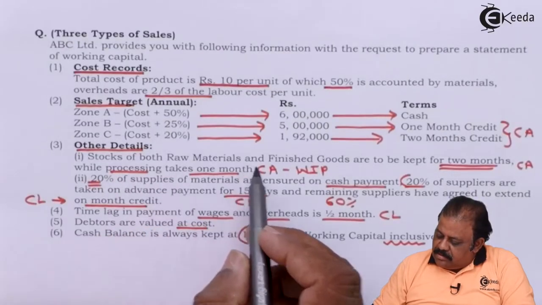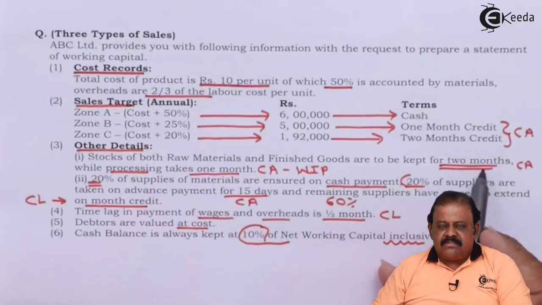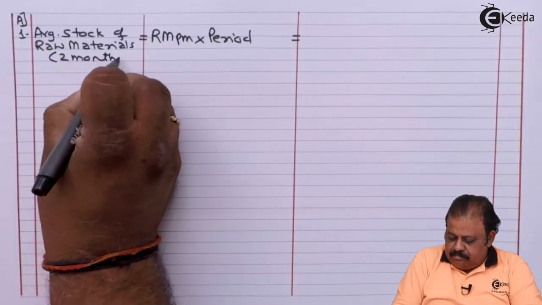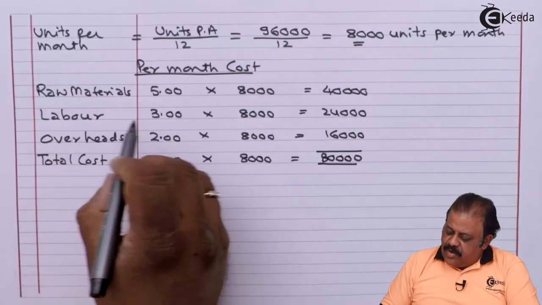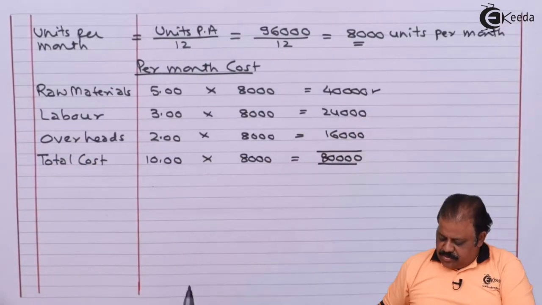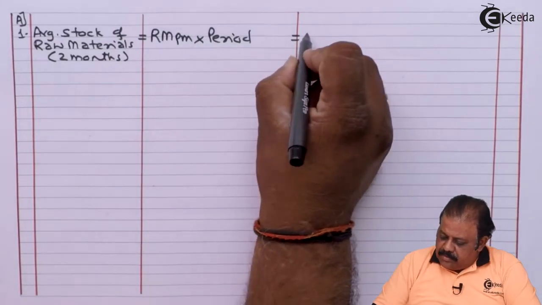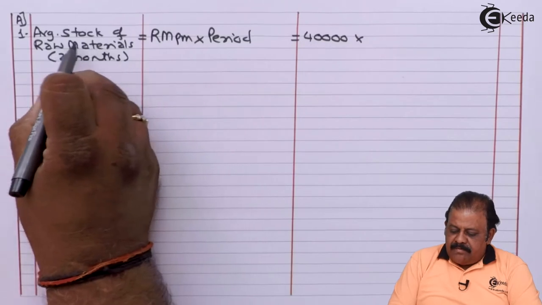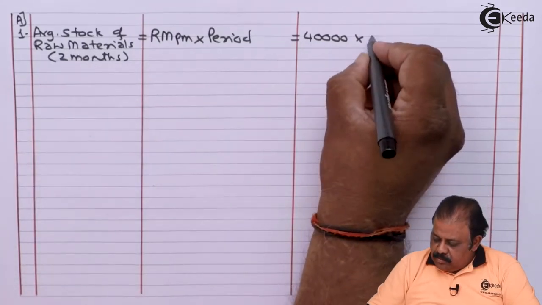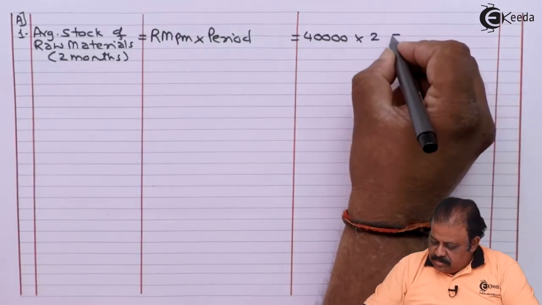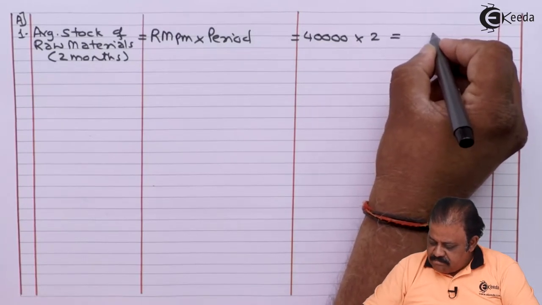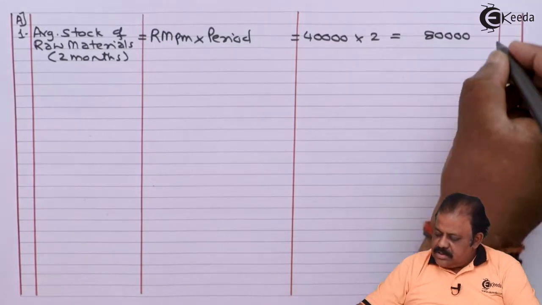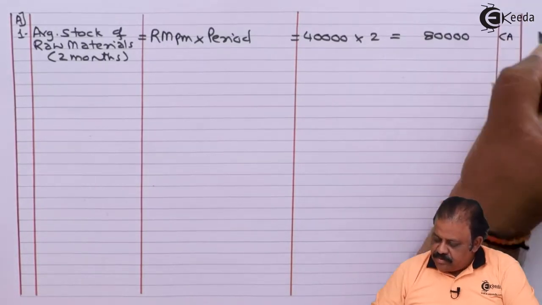Stock of raw materials kept for 2 months. Stock of raw materials we have calculated per month 40,000. Raw material per month 40,000 multiplied by average stock of raw material 2 months. So multiplied by 2. So it will be 80,000. This will be part of current asset.